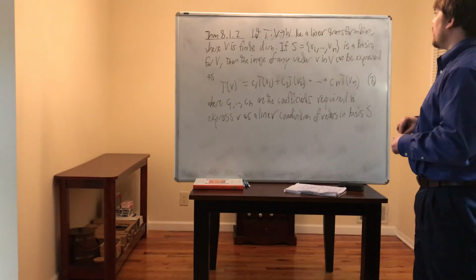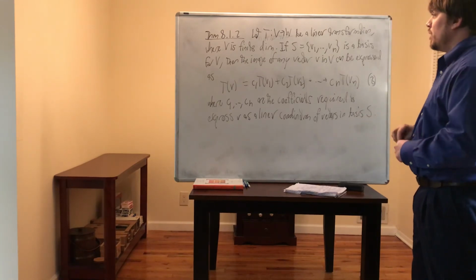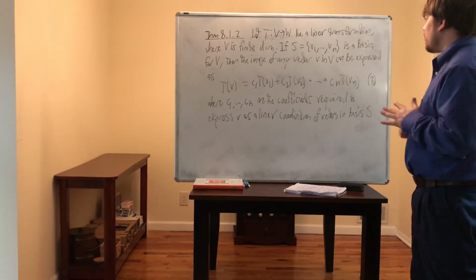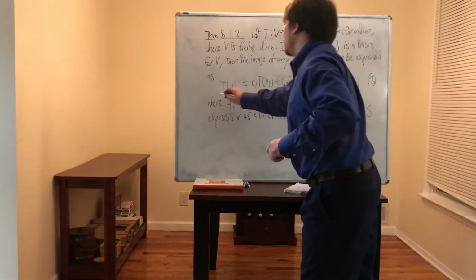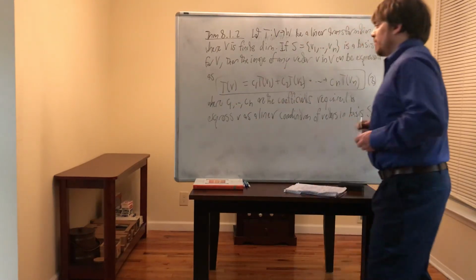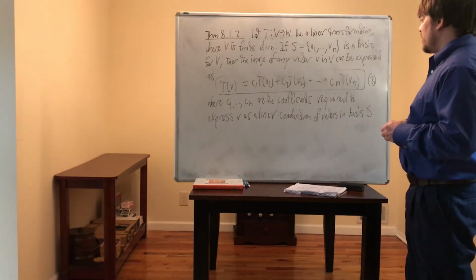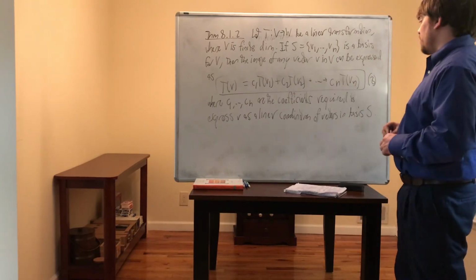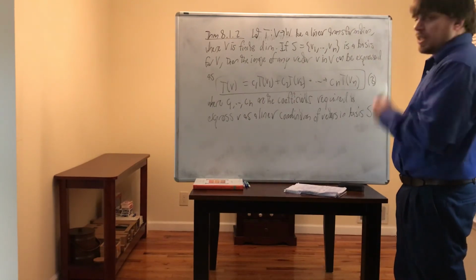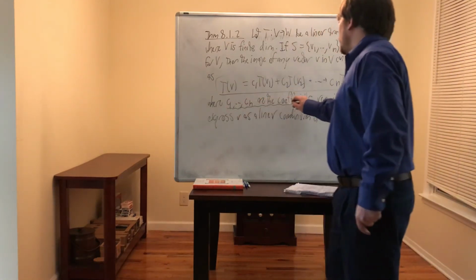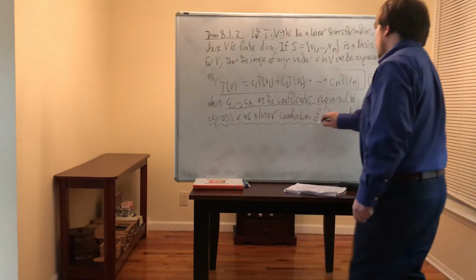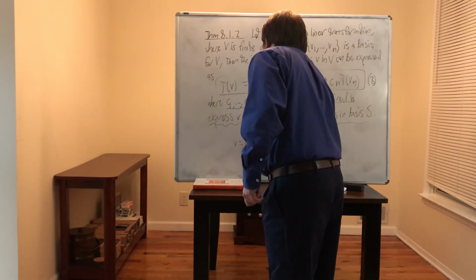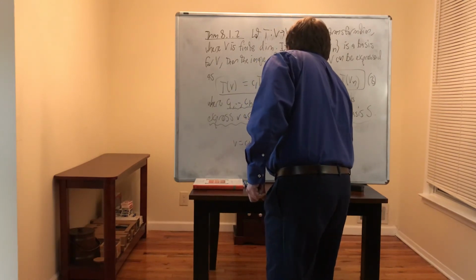Let T from V to W be a linear transformation where V is finite dimensional. If S is a basis for V, then the image of any vector little v in capital V can be expressed as T of v equal to c1 T of v1 plus c2 T of v2 plus dot dot dot plus cn T of vn, where the c's are the coefficients required to express v as a linear combination of the vectors in basis S. Okay, so what does this mean? What that means is that we can write v as equal to c1 v1 plus c2 v2 plus dot dot dot plus cn vn.